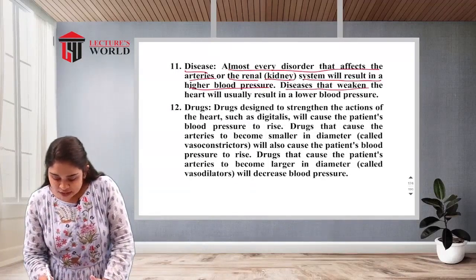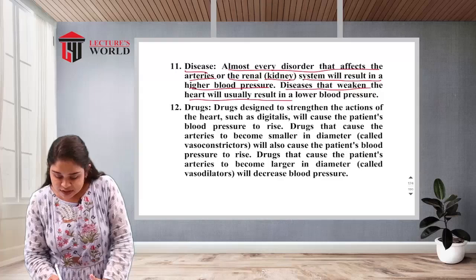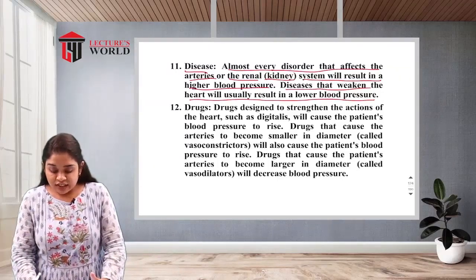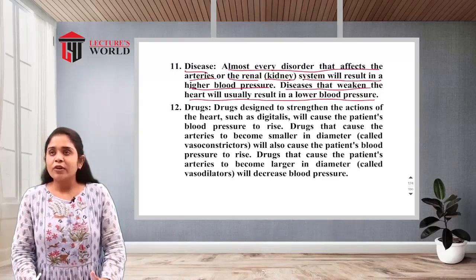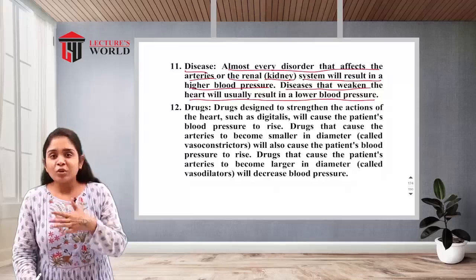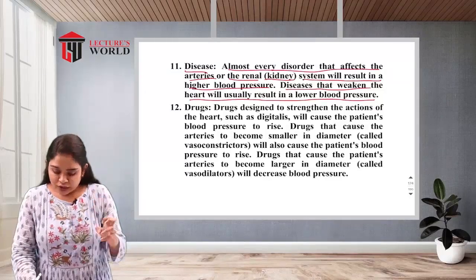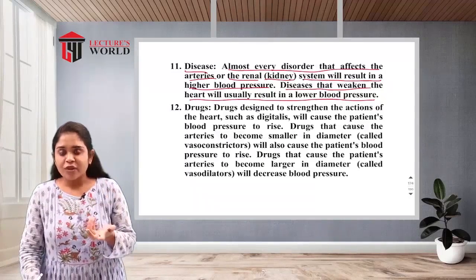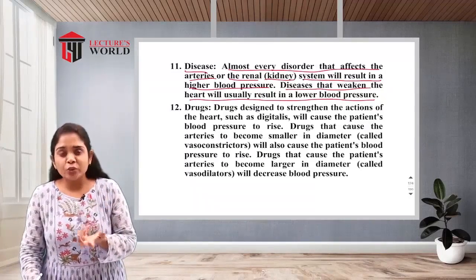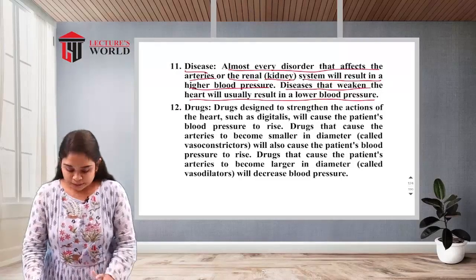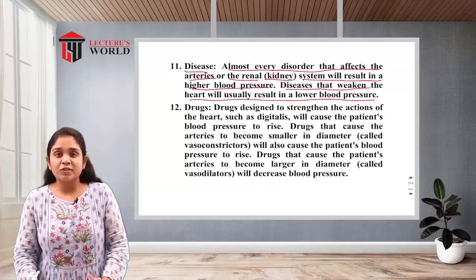Diseases that weaken the heart will usually result in a lower blood pressure. So what happens if the disease weakens the immunity? There are certain diseases which affect the immune system of the body, and maybe they will also affect the heart. If the heart is going to weaken, then the blood pressure is also going to get reduced. So that depends on the disease, okay.